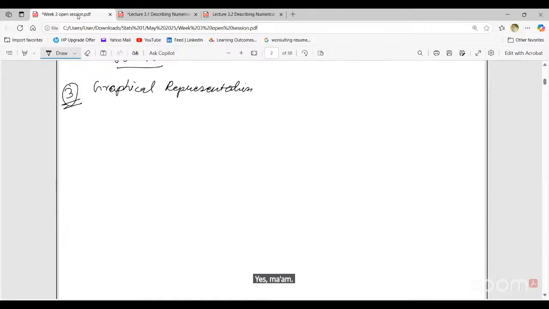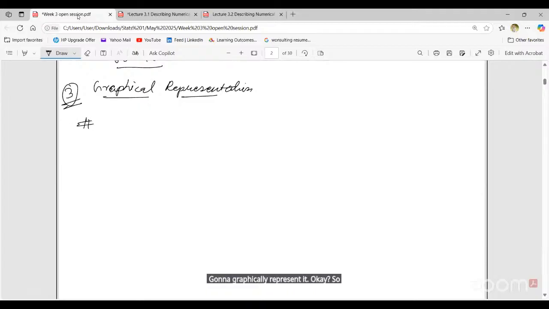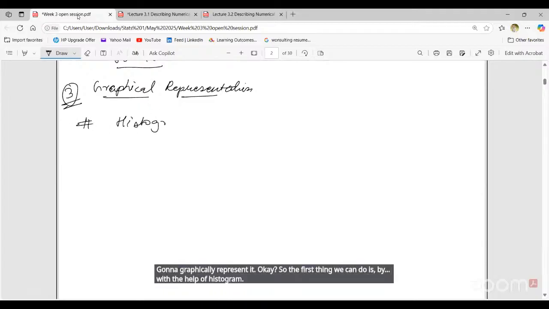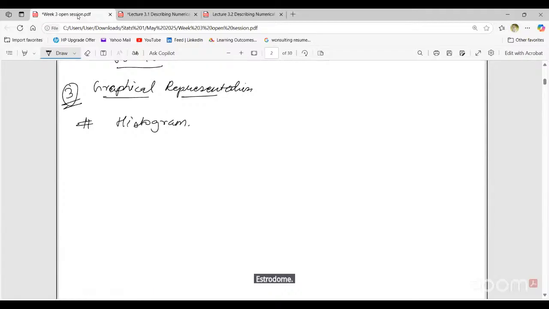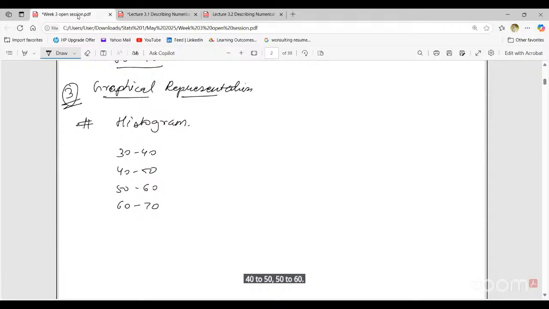Okay. Now, we learned how to organize the data. If we have a large number of data, how we are going to organize it and calculate the frequency, we got that. Now, how are we going to graphically represent it? The first thing we can do is with the help of a histogram. Correct? Now, in the previous example, we had the intervals 30 to 40, 40 to 50, 50 to 60, 60 to 70, 70 to 80, 80 to 90. These are my class intervals. And what were my frequencies? 3, 6, 18, 17, 4, and 2. Now, how are we going to make a histogram?